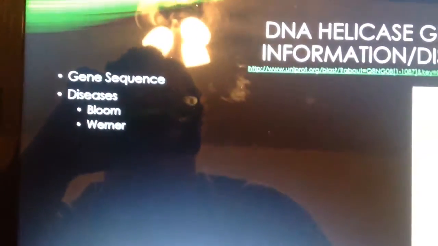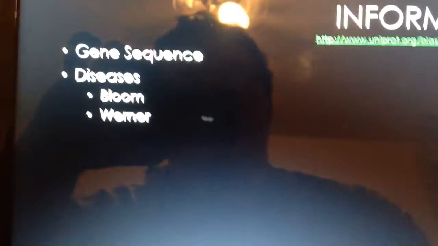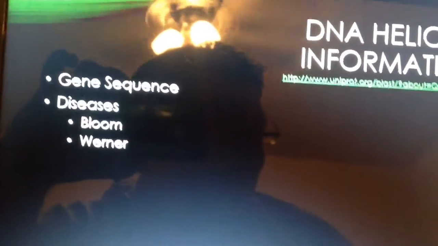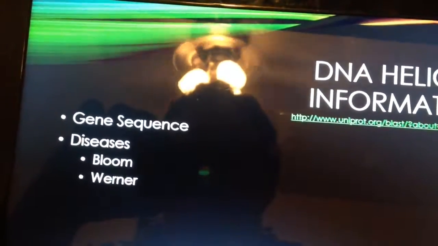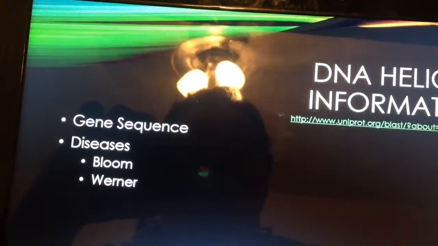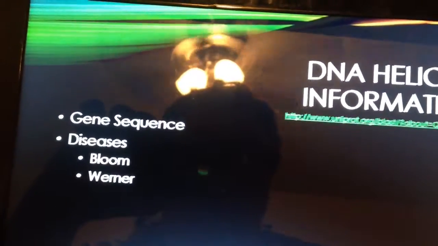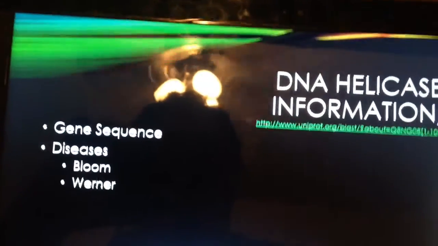And of course, there are going to be some diseases associated with problems of DNA helicase: Bloom syndrome and Werner's syndrome. With Bloom syndrome, the symptoms that you see are going to be stunted growth and an increase in cancer risk, especially when exposed to direct sunlight. And this one's actually really rare. There's a handful of cases ever recorded.